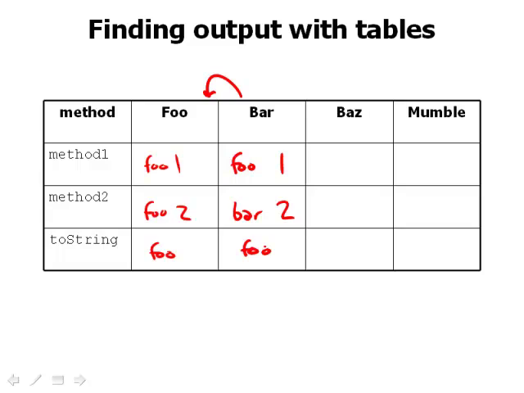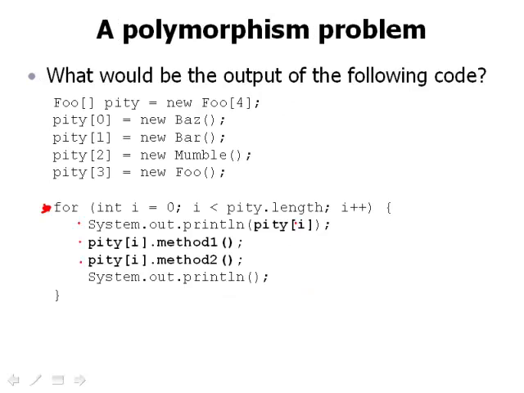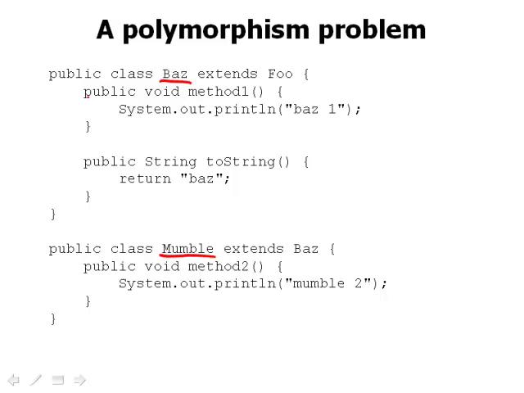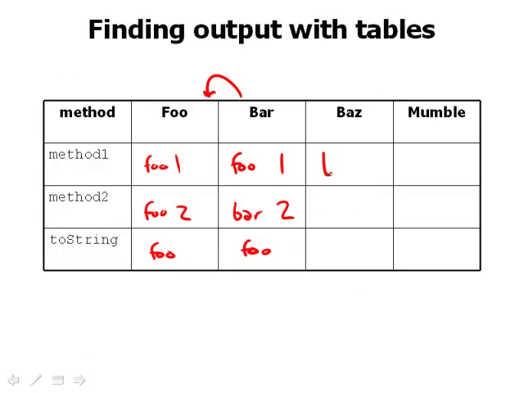Okay, let's do the same thing for baz. Baz also, according to our picture here, extends from foo. So baz is the one that has a method 1 that prints baz1 and a toString that returns baz. So let's fill in that method 1 and that toString in our table. If we fill in the baz with method 1 printing baz1 and toString returning baz, then baz again extends from foo, and therefore, the methods that are not written in, like method 2, we're going to inherit the foo version of that behavior. So we're going to get foo2 here for the baz method 2 output.